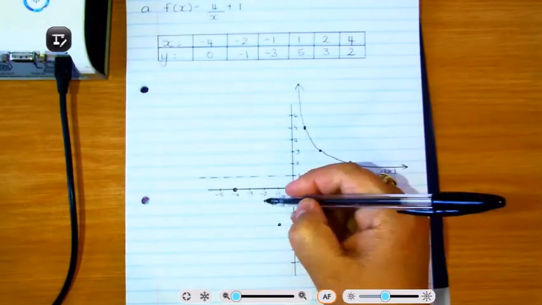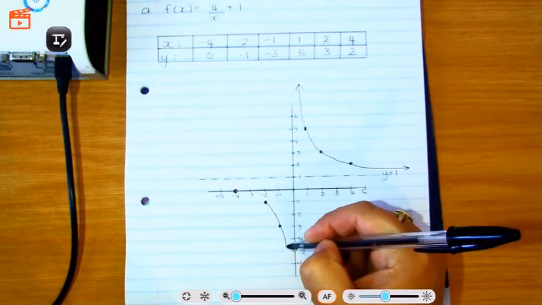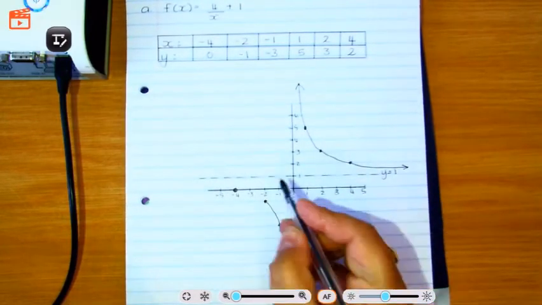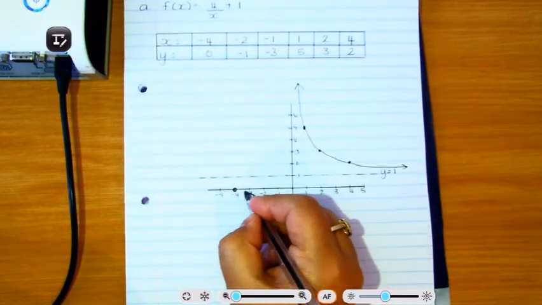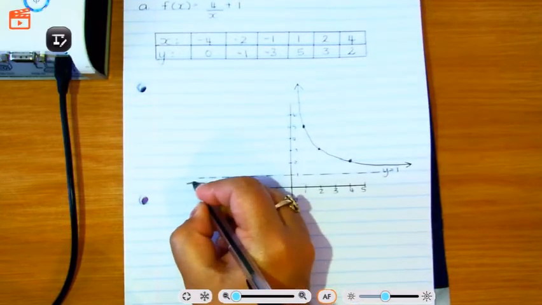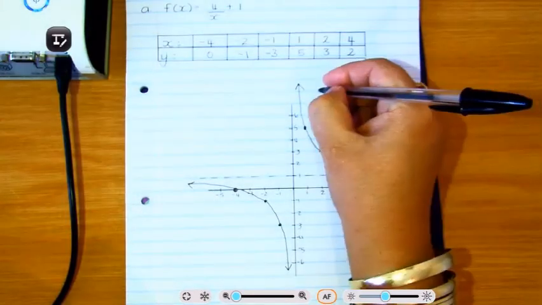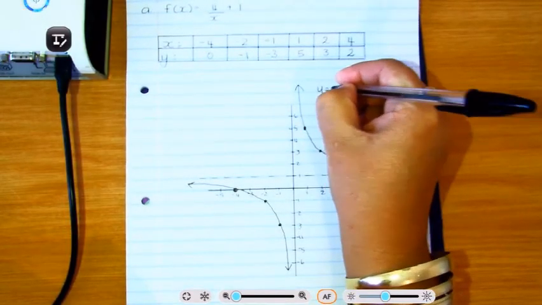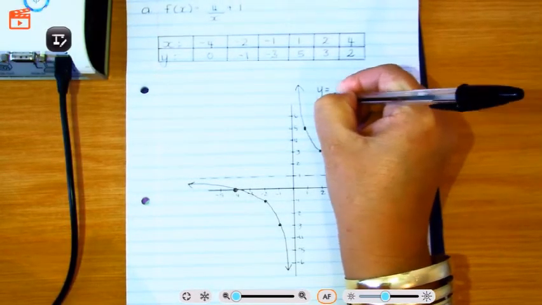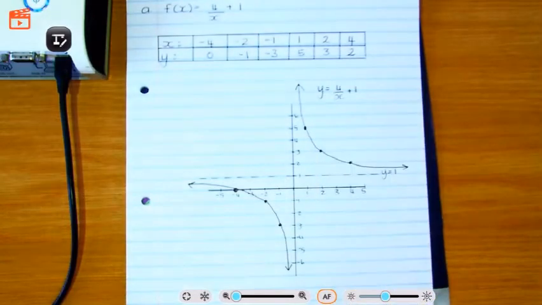And same this side, can go down really close but never touch. And then same thing there, can go really close but not touch. And there I've drawn my hyperbola. I would now label it y is equal to 4/x plus 1, or you could label it f of x is equal to 4/x plus 1.